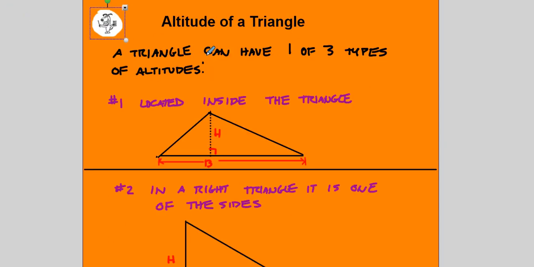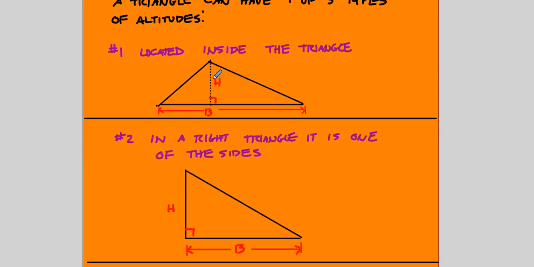All right, now a triangle can have 3 types of altitudes. So the altitude, or the height, could be measured on the inside of the triangle, in the case of this problem. It's right in here. On a right triangle, it's one of the sides here, because this is a right angle and this is a perpendicular. Remember, the altitude intersects the base at a right angle. And when you have two line segments intersect at a right angle, we say they are perpendicular.